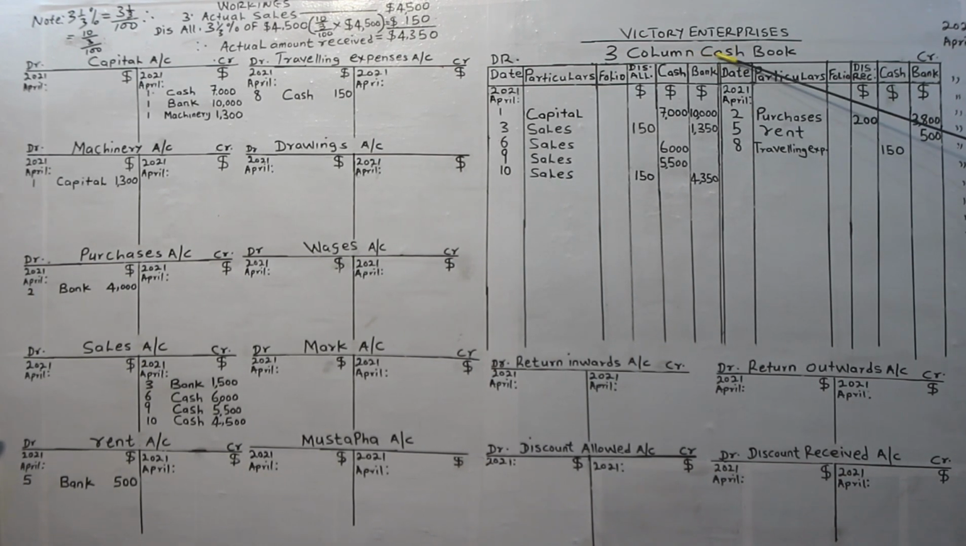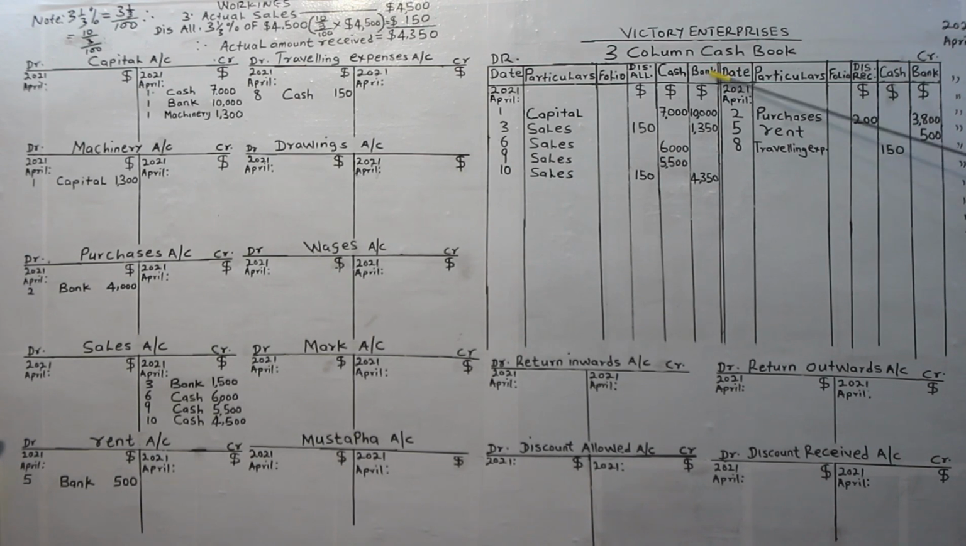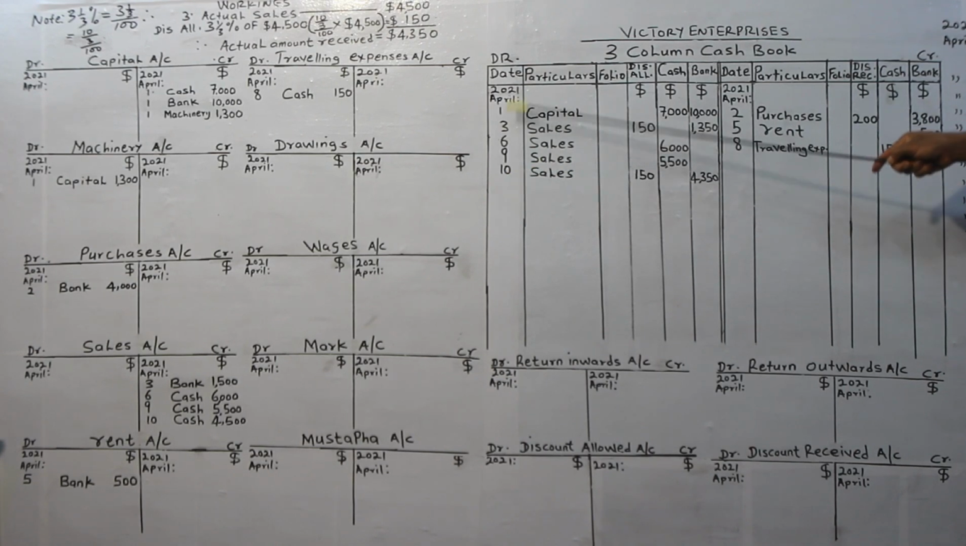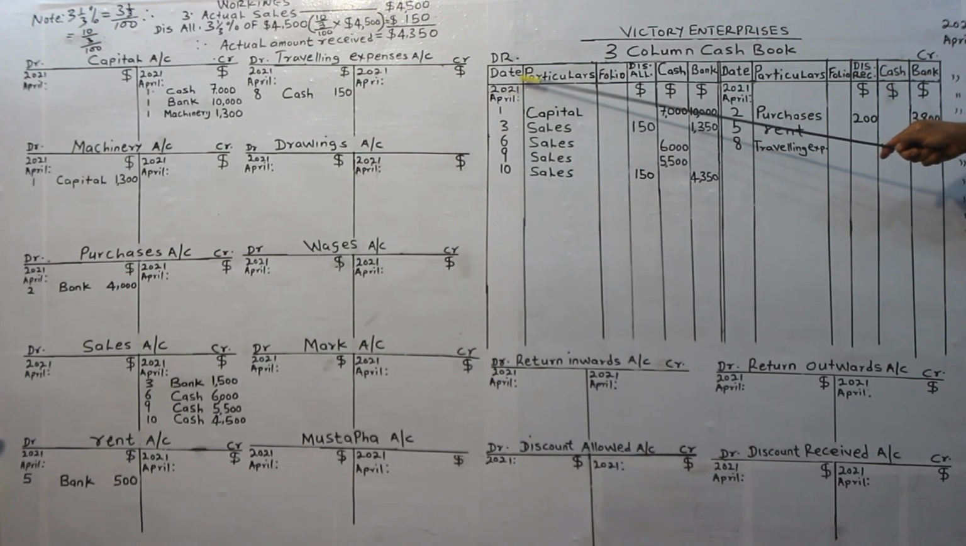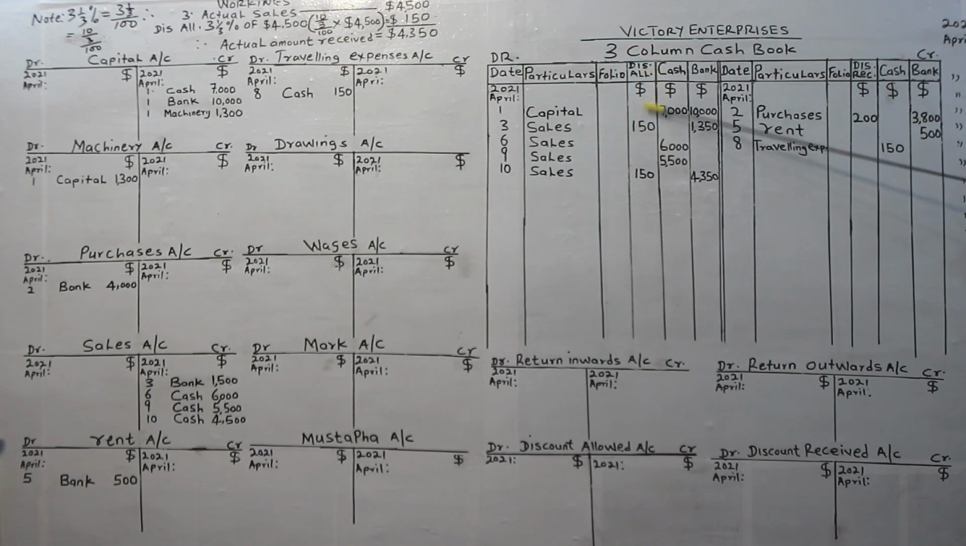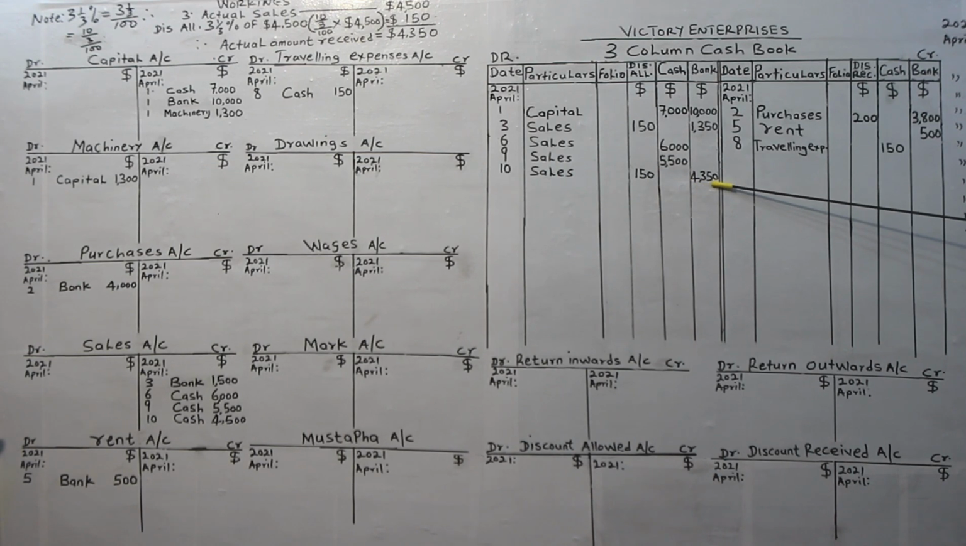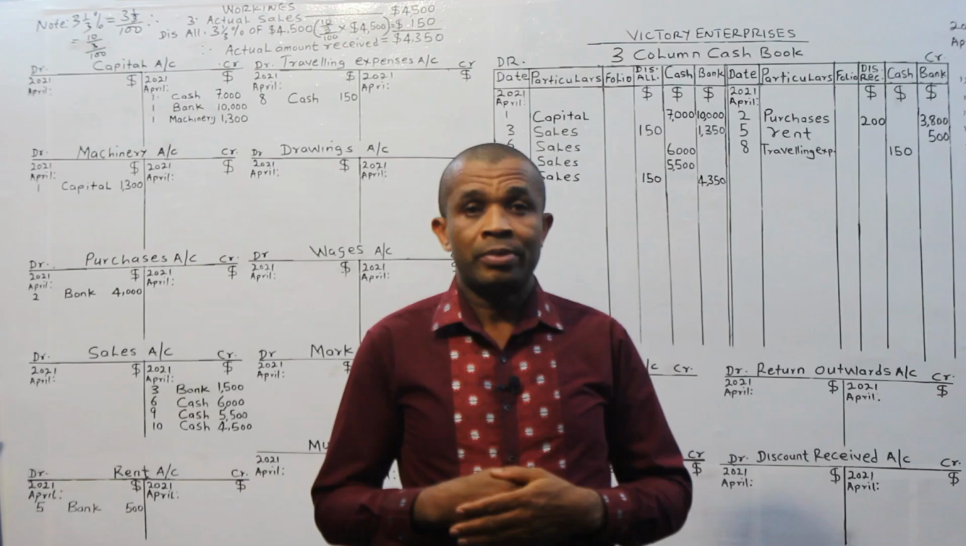So we debit the 3-column cash book, the bank column, with $4,350 received from sales on 10th of April 2021, while the discount allowed column receives the $150. If you add this $150 to this $4,350, it gives you back the $4,500 that was credited to sales account.